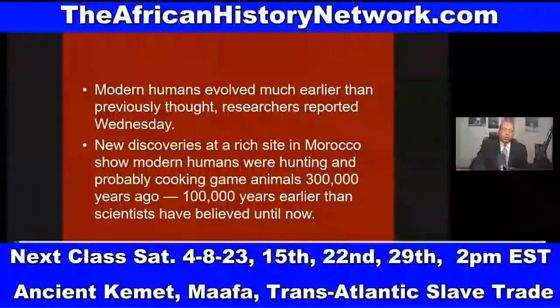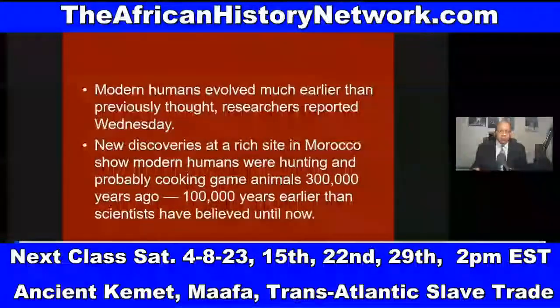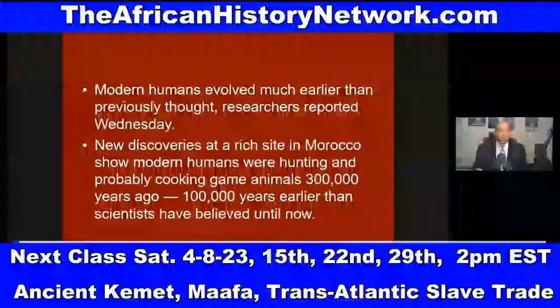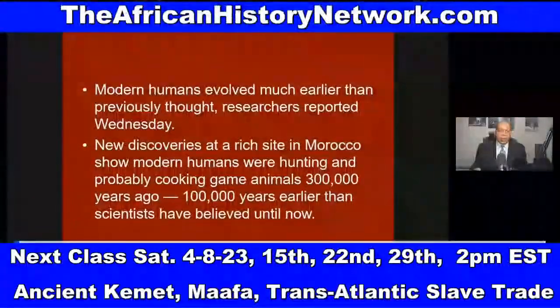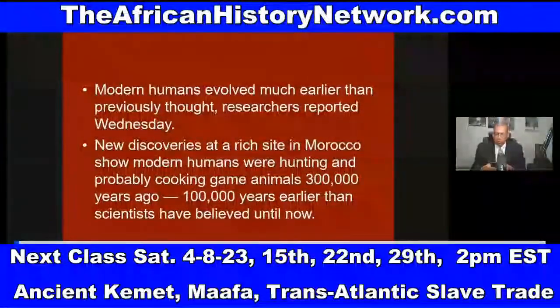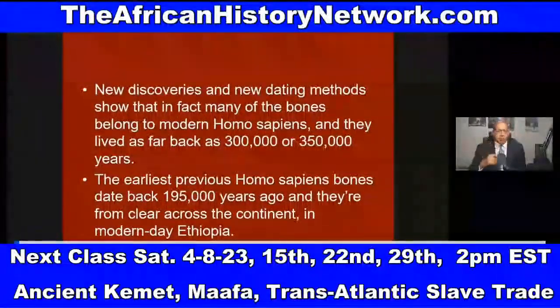Modern humans evolved much earlier than previously thought, researchers reported on Wednesday. New discoveries at a rich site in Morocco show modern humans were hunting and probably cooking game animals 300,000 years ago. Until now. So this is over 100,000 years earlier than the discovery in Ethiopia that dates back about 195,000 years ago. New discoveries and new dating methods show that, in fact, many of the bones belong to modern Homo sapiens, and they lived as far back as 300,000 or 350,000 years ago.